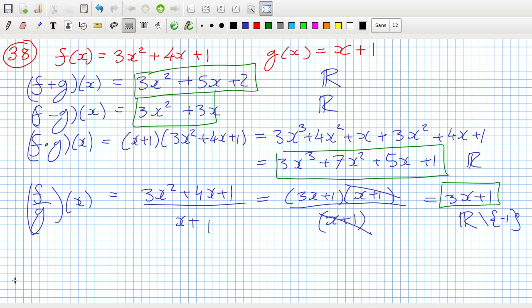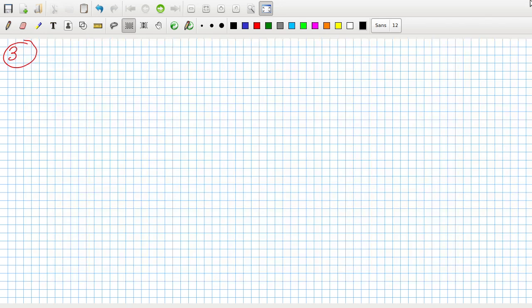3, 5, 2, 3, 3 gone. 3x cubed plus 4x squared. 3x cubed plus 4x squared plus x plus 3x squared plus 4x plus 1. 3, 7, 5, 1. Yep, looking okay. 39.